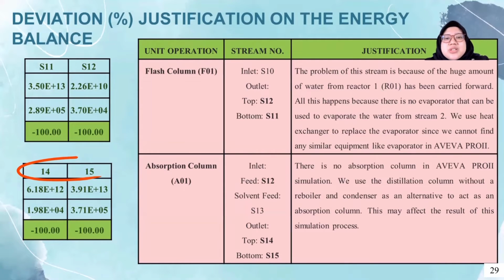For streams 14 and 15, they are related to the absorption column. There is no absorption column in the AVEVA Pro 2 simulation, so we use a distillation column without a reboiler and condenser as an alternative to act as an absorption column. So this may affect the results of this simulation process.